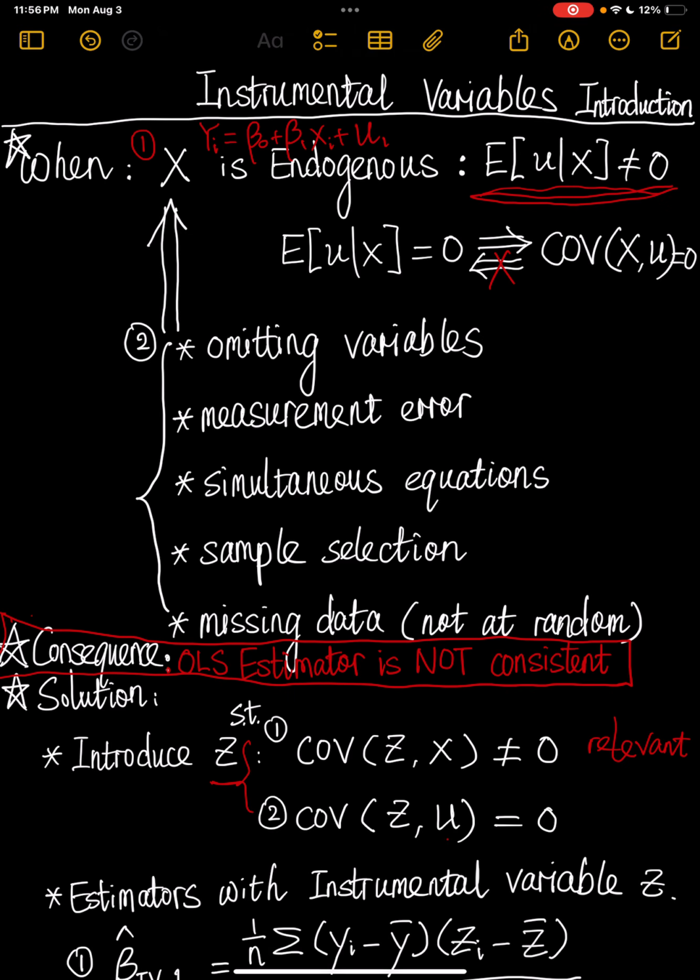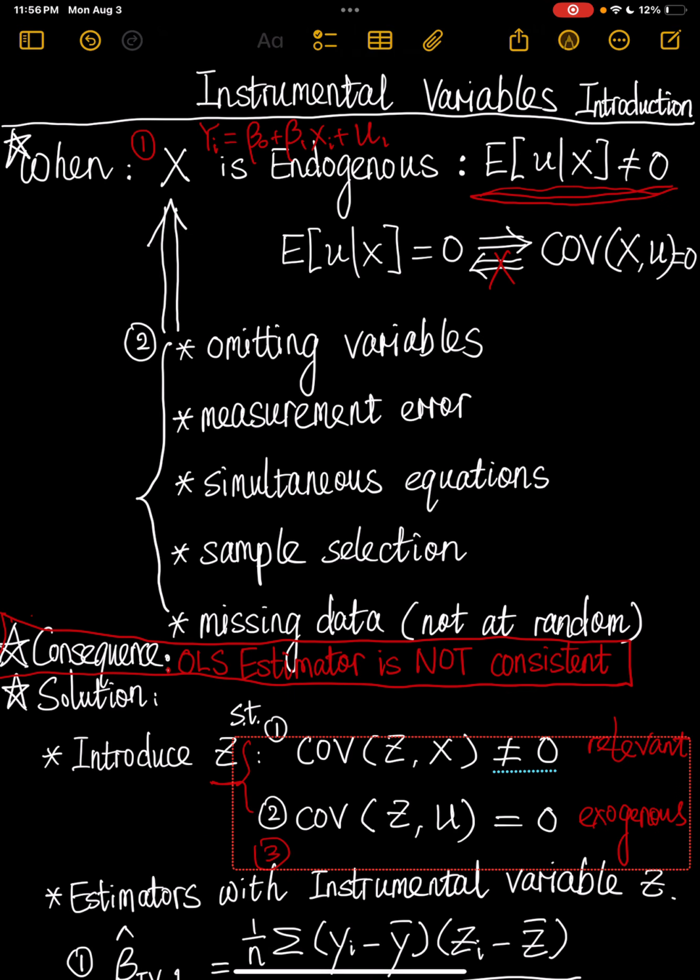Another condition is to solve that endogeneity problem: the covariance of this new variable and the original error term should be zero. This means that the new variable and the error term should be uncorrelated. This helps to solve the endogeneity problem, since it just means that this new variable becomes exogenous, right?